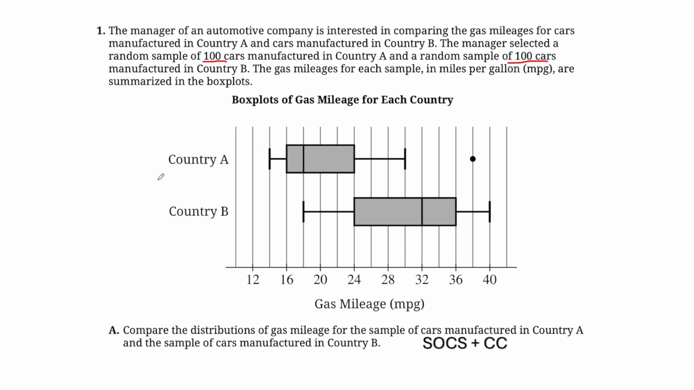The gas mileages for each sample in miles per gallon are summarized in the box plots. So they've given two parallel box plots for country A and country B's distribution. Now, the question is to compare the distributions of gas mileage for the sample of cars manufactured in country A and the sample of cars manufactured in country B. As soon as you see compare the distribution, you should be thinking about SOCS, which is shape, outlier, center, spread, using context and comparative terms. Now, let's see how to do this.